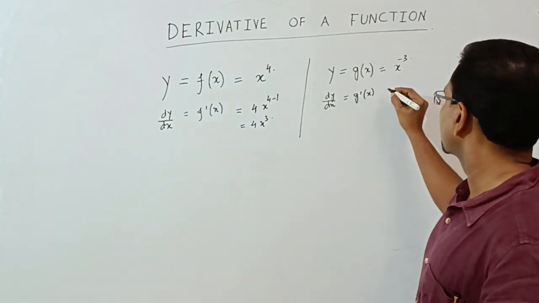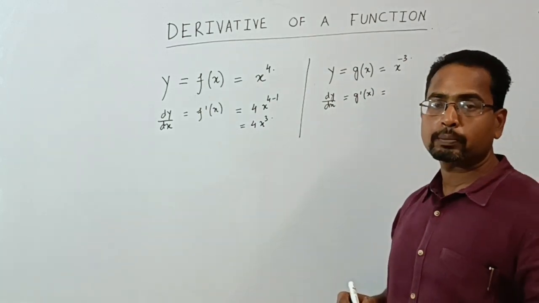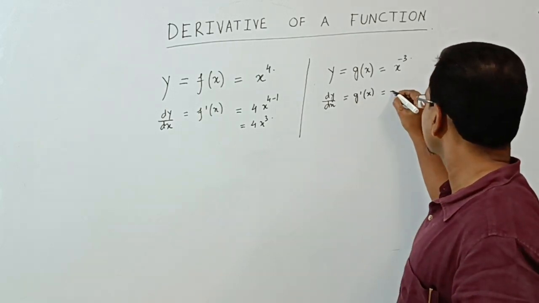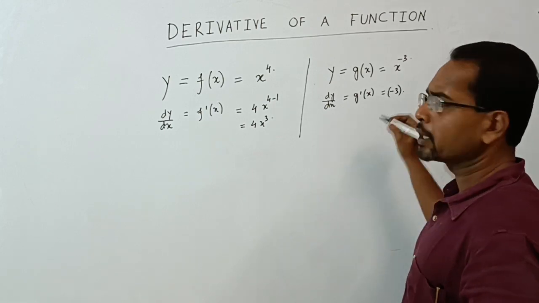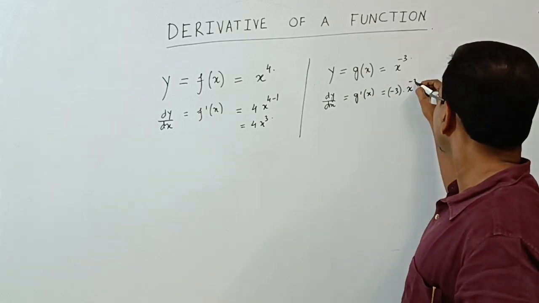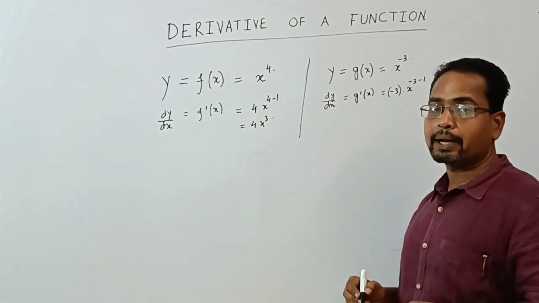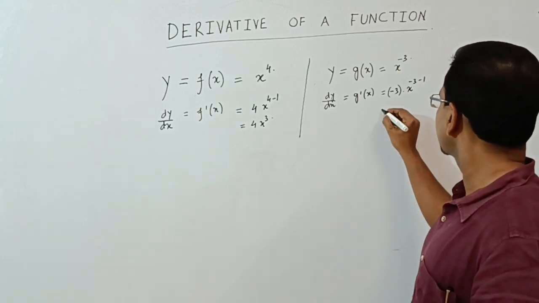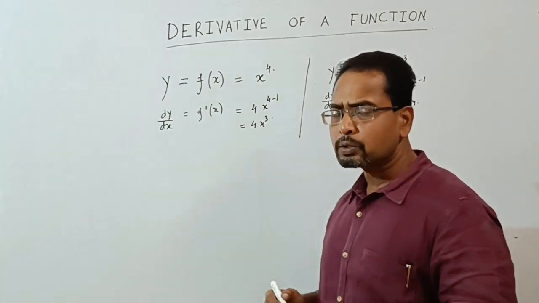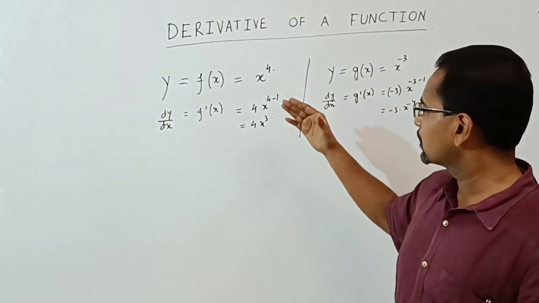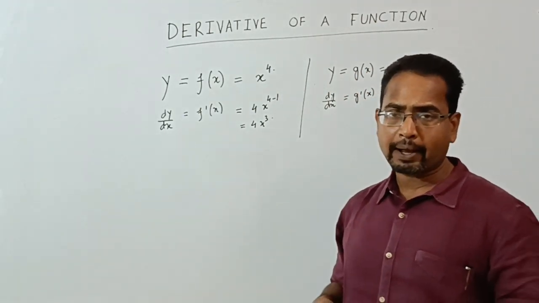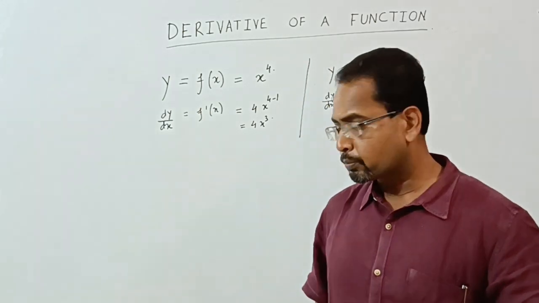Now that will be equal to, we come to the function, it is x to the power of -3. The power of x, that is -3, we have to write in front first, so -3 into x to the power of, the power gets reduced by 1 unit, so it will be -3 minus 1, so that comes as -3 into x to the power of -4. So we came to know how to find the derivatives of x to the power of 4 and x to the power of -3. Now let's do a few more questions on it.